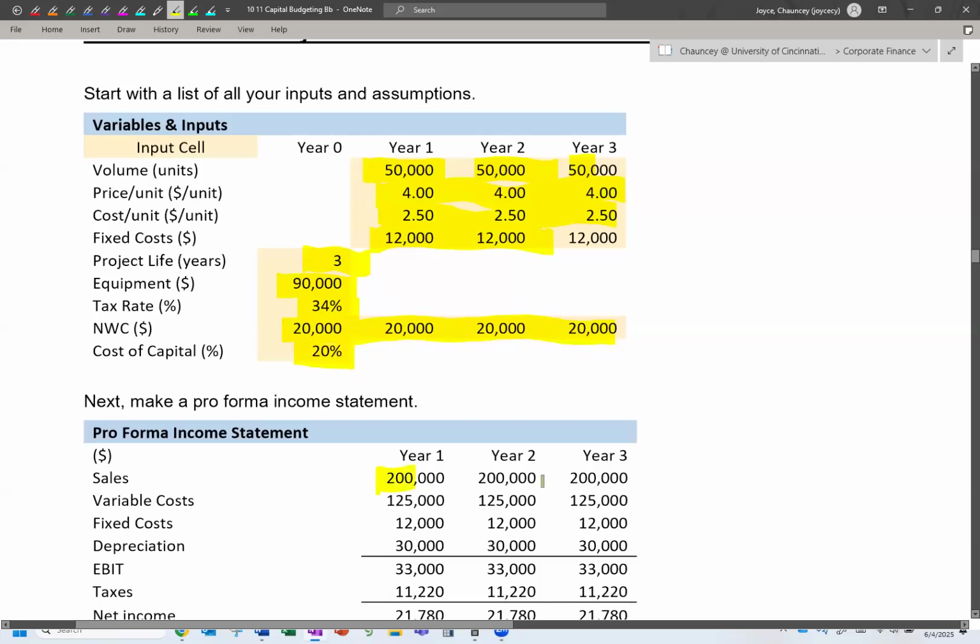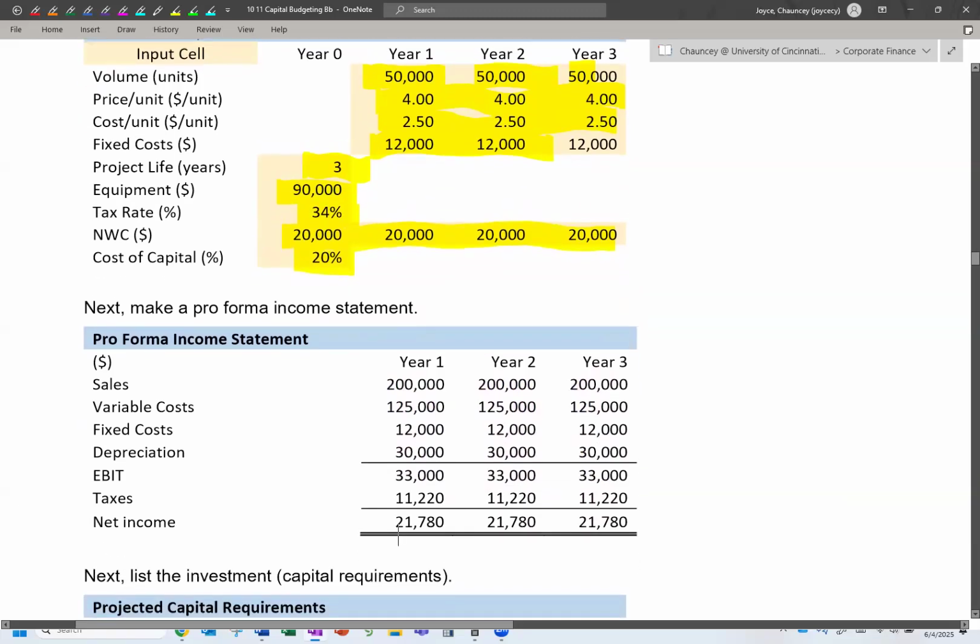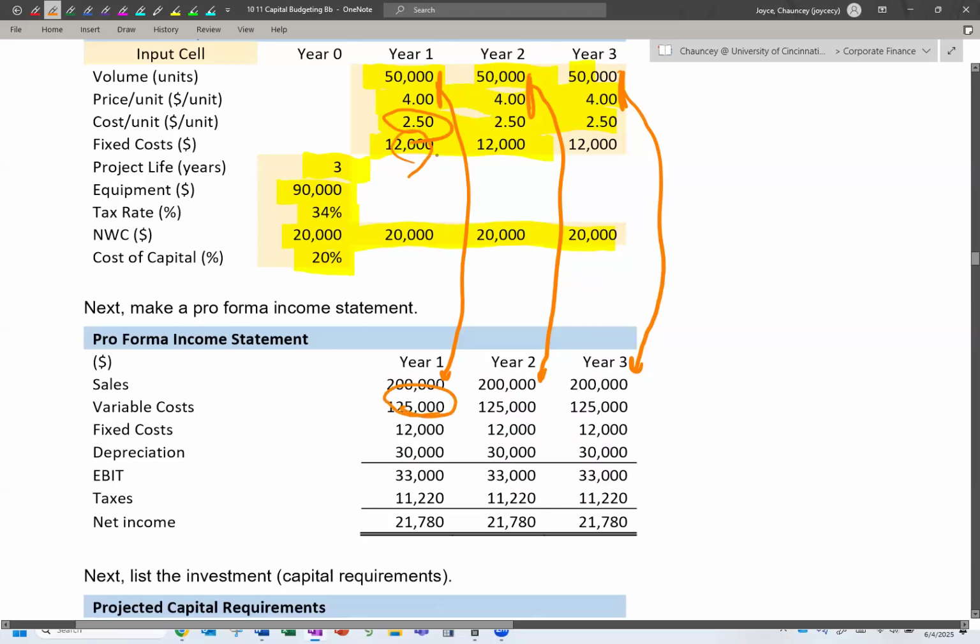So we don't need to update these cells down here. A pro forma income statement, we can just take price times quantity, price times volume, that is, to get to sales. So these two numbers multiplied together will give you sales. Variable costs, again, that would just be volume times cost per unit. And then fixed costs, you would just bring down your fixed costs and link those cells.